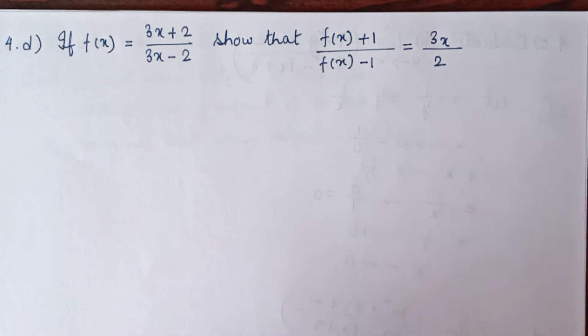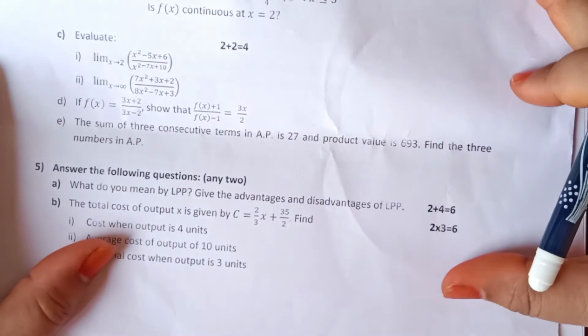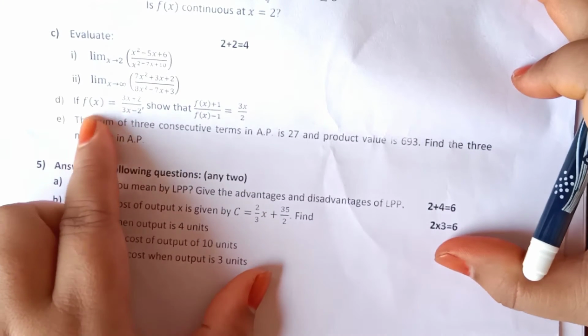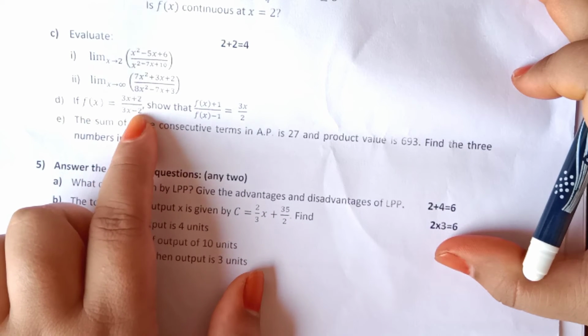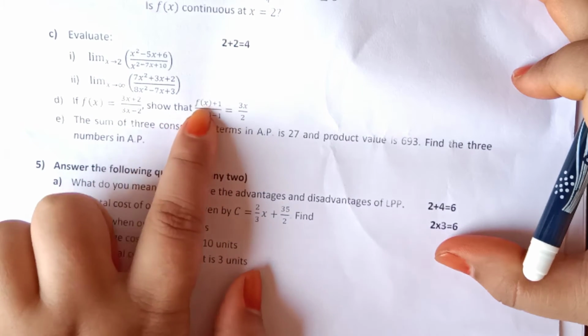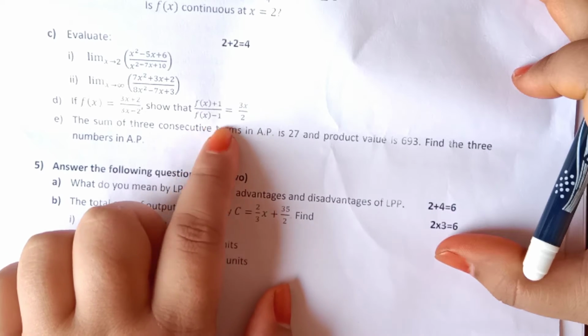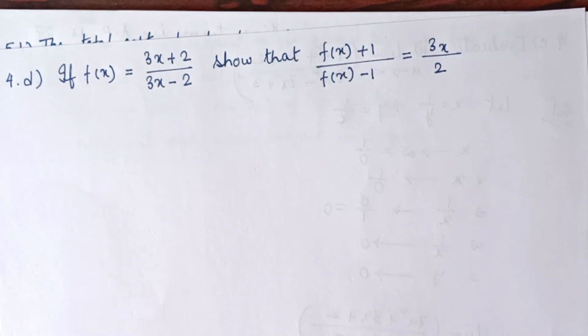Let us discuss the next question. The next question is: given f(x) equal to some function, we have to show that (f(x) + 1) / (f(x) - 1) equals 3x/2. So let us solve this question.